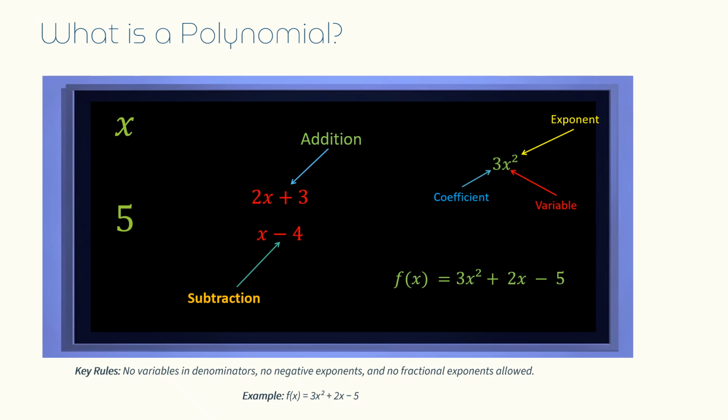Now the key rule is also mentioned over here. What is the key rule? The key rule is no variable in the denominator. You cannot have 1 over x or 1 over x squared. There should be no negative exponents, because that would also lead to a variable in the denominator. Or no fractional exponents allowed. You cannot have a square root or a cube root in an algebraic expression.